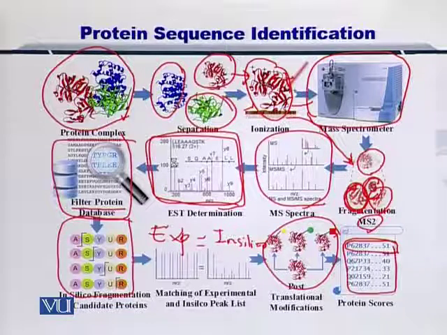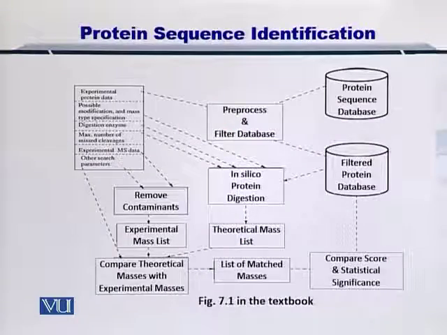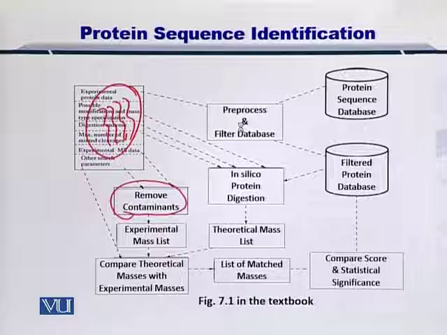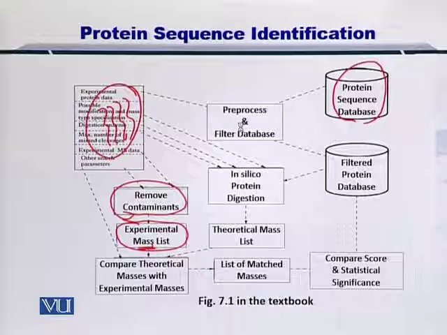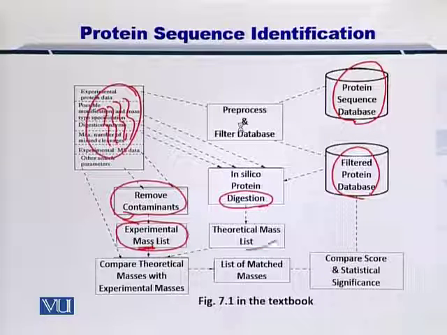So this is the overview of the entire protein sequence search and identification process, which is shown here by a flowchart. The same steps that we just discussed are listed here. So if you have a protein sample with several proteins, then you can remove the contaminants, obtain the experimental mass list, and of course you can compare this mass list with the protein sequence database and the proteins that are there inside it, which need to be filtered first and digested to give you the theoretical mass list like that.